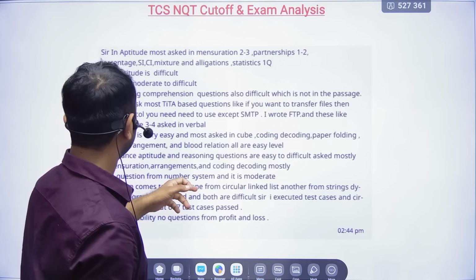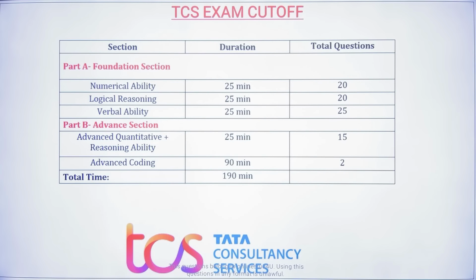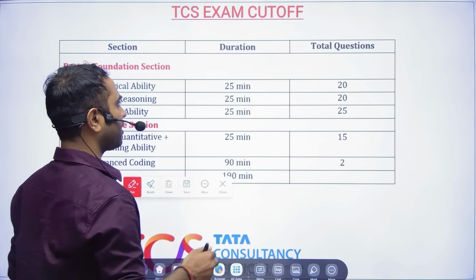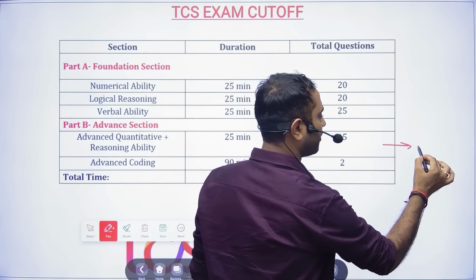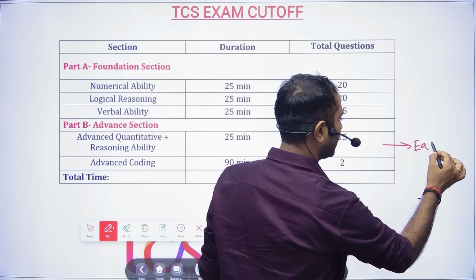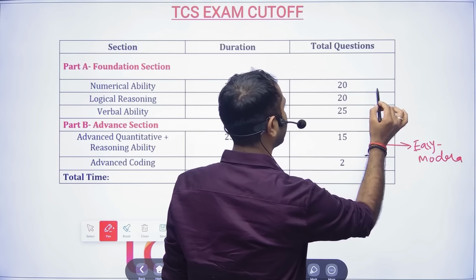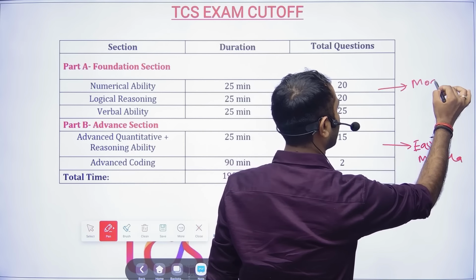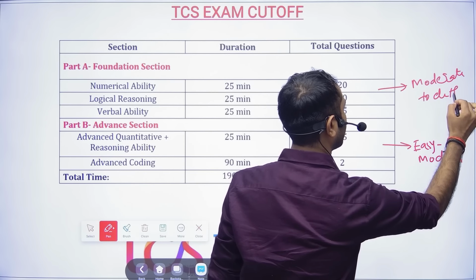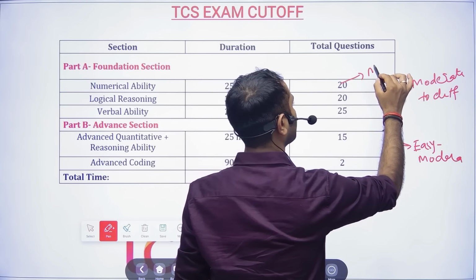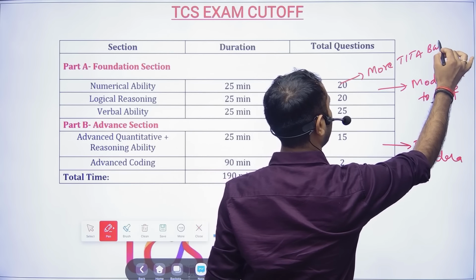Okay, so that's all. Now if we talk about the cutoff, my dear friends, numerical ability here is 20 questions. See, that is what I always tell in my video. Advanced aptitude will be easy to moderate, and this numerical ability was moderate to difficult, correct? Now, so more theta based questions were asked.